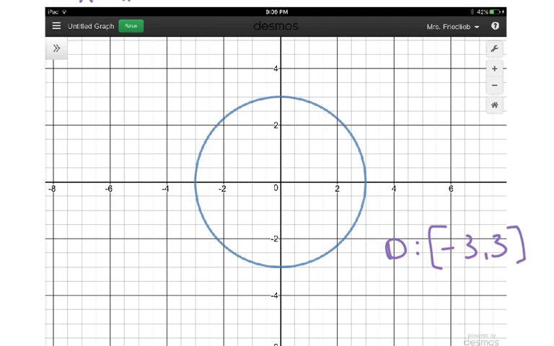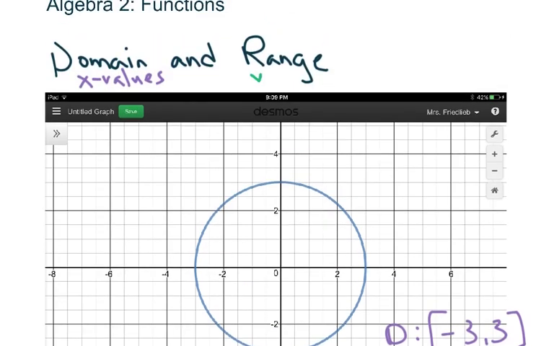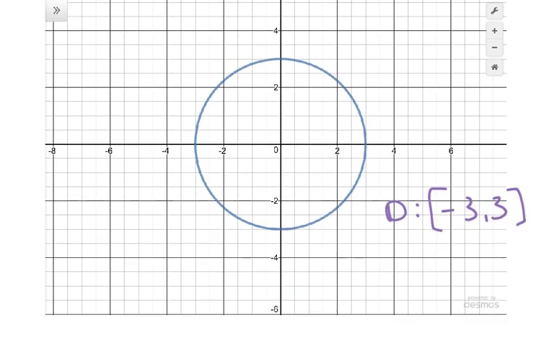We would say that the domain would be any x value between -3 and 3. This is a much easier way of writing the domain. It's called interval notation. The range are the y values. That's how high and low the graph goes. So the graph only goes up to here and down to here. Well, this is y is 3, and this is y is -3. So we would say the range is between -3 and 3.